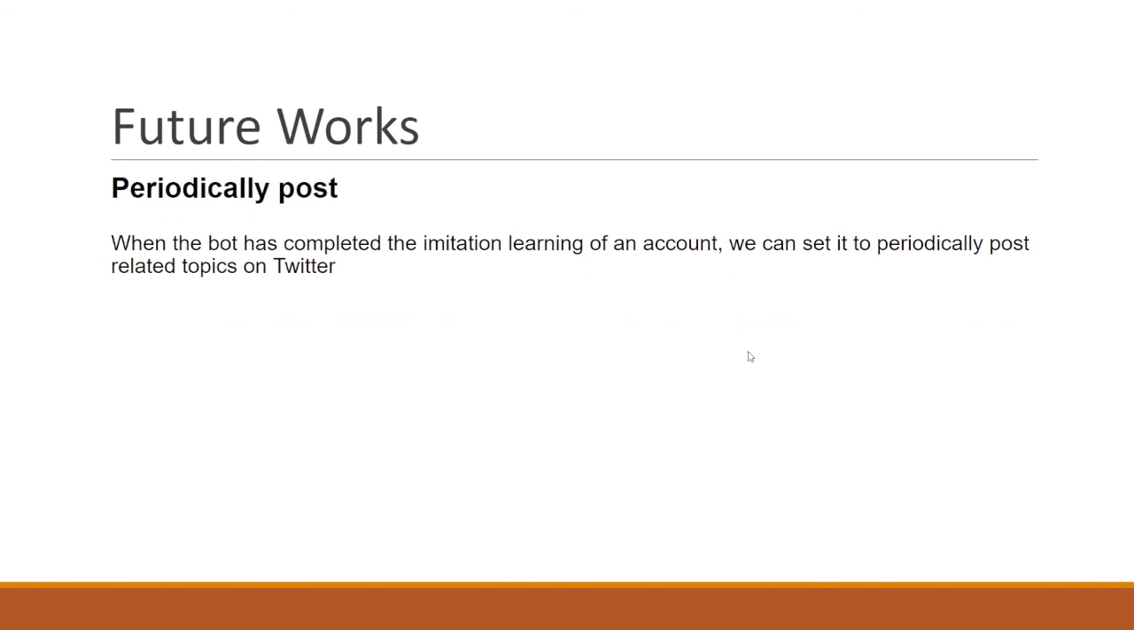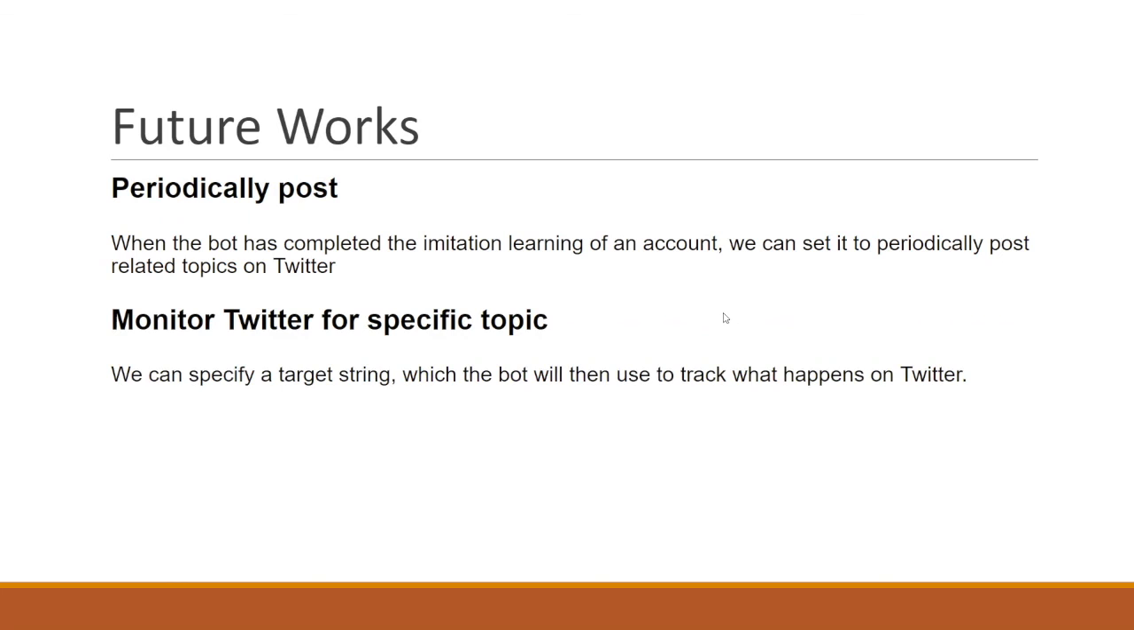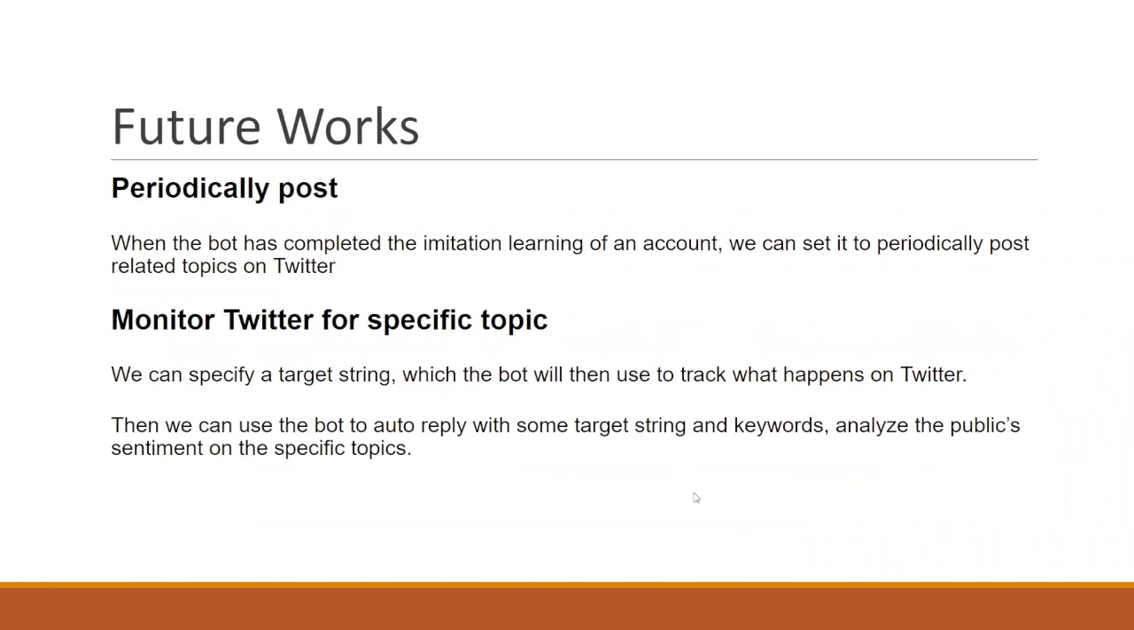So for the future works, the first one is periodically post. When the bot has completed the imitation learning of an account, we can set it to periodically post related topics on Twitter. The second one is monitor Twitter for specific topic. We can specify a target string, which the bot will then use to track what happens on Twitter. Then we can use the bot to auto-reply with some target string and keywords, and analyze the public sentiment on the specific topics.